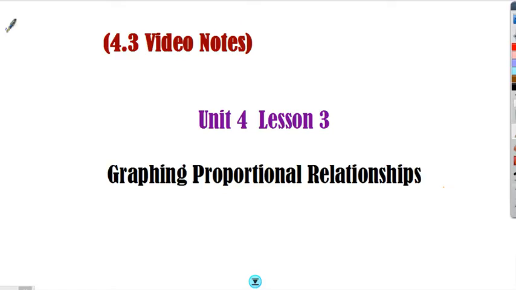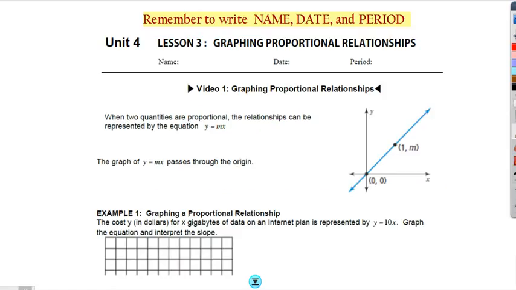Now, in front of you, you should have this paper. It may be orange, maybe white, it doesn't matter. It's just Unit 4, Lesson 3. Please take this moment to write your name, date, period. And one more for this unit, you will need a ruler because you will be graphing during the video lesson. I forgot to mention that last one. This time I remember. Please pick up a ruler.